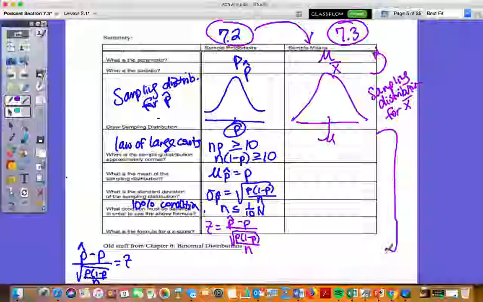Now, I was going to start with the penny activity. I think it's going to make a little bit more sense. I kind of made a little switch today. I'm going to switch them. So I want you to go to 7.3a. It's how tall are we, okay?